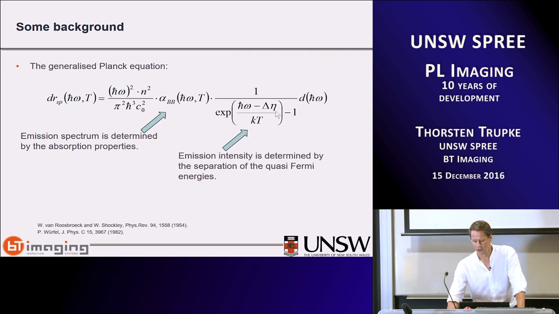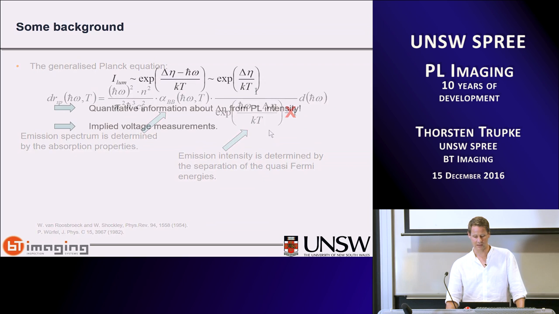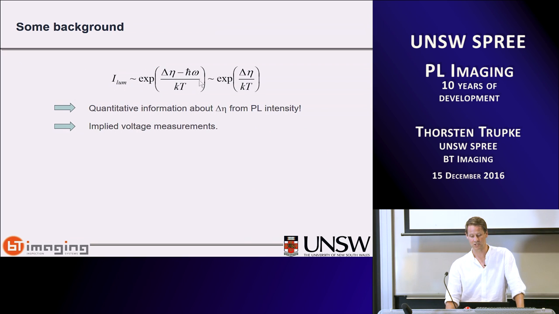The other key information here is that the absolute emission intensity is governed by this exponential term in the denominator, which contains the separation of the quasi-Fermi energies. And as you know, the quasi-Fermi energies are very closely linked to the voltage of a device. So when we look at luminescence emission, we can normally forget about that minus one in the denominator. Then you can see that the luminescence emission is essentially just proportional to the exponential of the separation of the Fermi levels. So if we have an absolute luminescence intensity, we can interpret that in terms of the Fermi level split. That is the basis for interpreting luminescence intensities in terms of so-called implied voltages. That is interesting in itself, but also the basis for more detailed analysis methods like series resistance analysis, which I'm going to talk about later on.